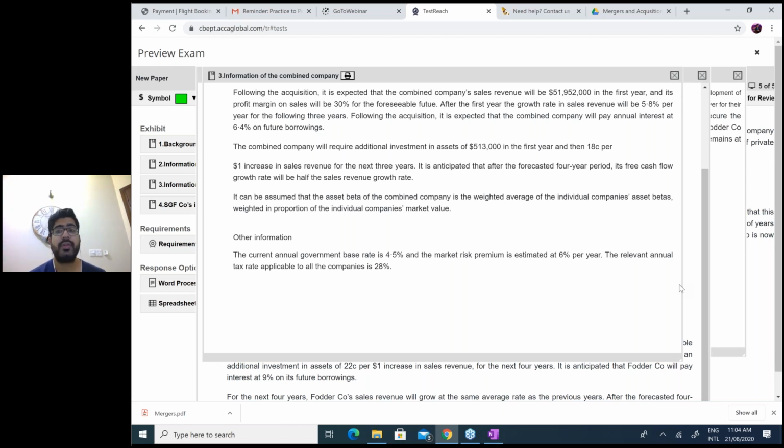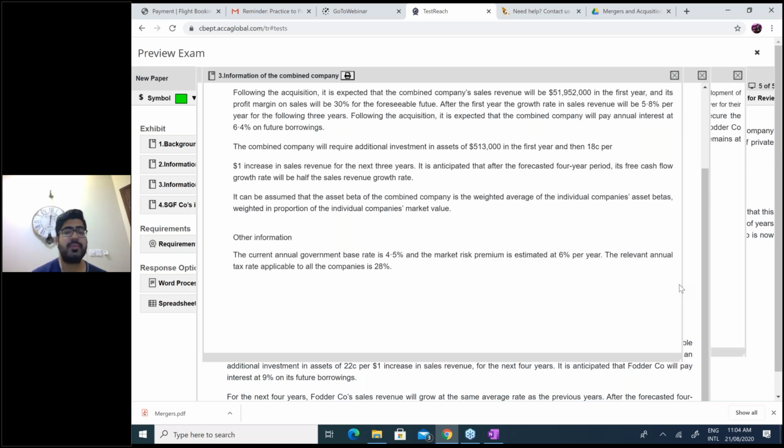Now look at paragraph number 1. The revenue growth rate is 5.8%. So the question states that after the 4-year period, the free cash flow growth rate will be half the revenue growth rate, that is 2.9%.